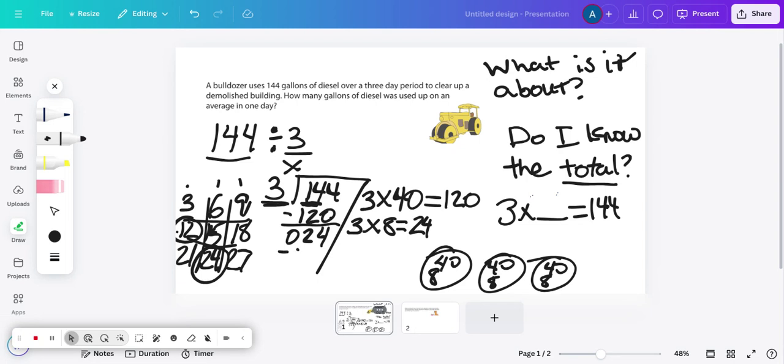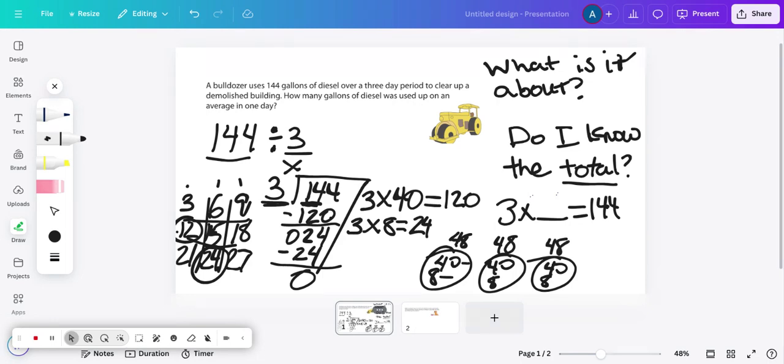And we're going to subtract that out, minus 24. And that's going to leave us with 0 gallons of diesel left. Now, if you look down here at the bottom, I gave away 40 gallons, and then I gave away 8 gallons. So that's going to be a total of 48.